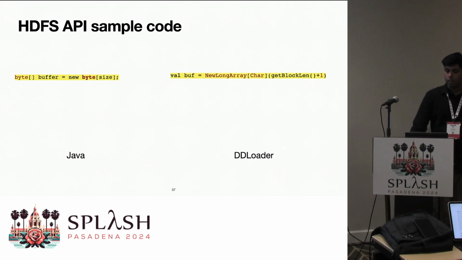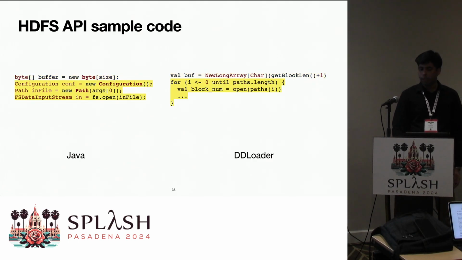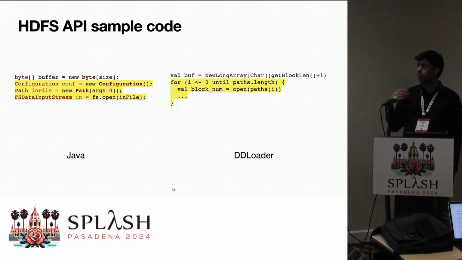Let's look at how the user would write the same operation using Hadoop's canonical Java API and compare it to the program that we just wrote in DDLoader. So similarly, the user allocates a buffer to store the contents of the file. They set up the Hadoop environment to load the file from the underlying file system. We can see how now there is a high-level Hadoop API call in the Java code, which abstracts away a lot of the runtime information that we discussed earlier.